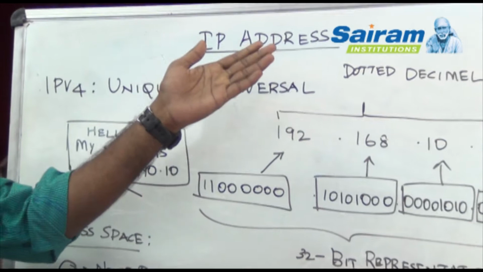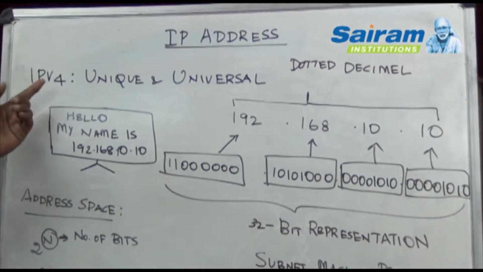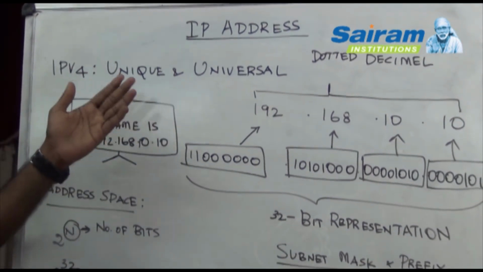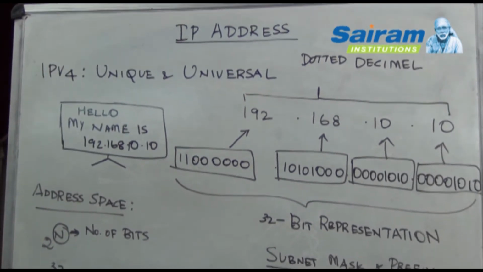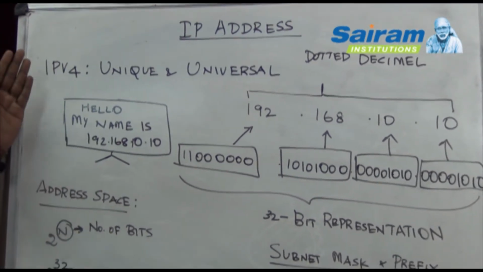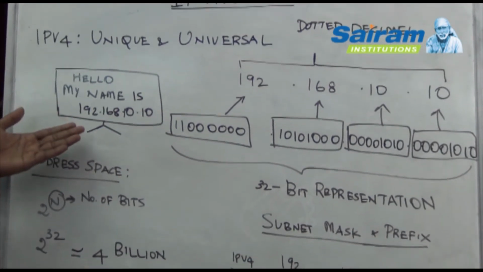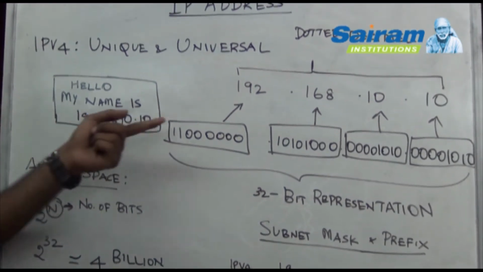Internet Protocol address. Now, the version I'm going to talk about is IPv4, version 4. V4 stands for version 4. It is a unique and universal address, which means it is unique throughout the world, and no two devices can have the same IP address. For example, this system has an IP address of 192.168.10.10. As you can see, this is a 32-bit address.